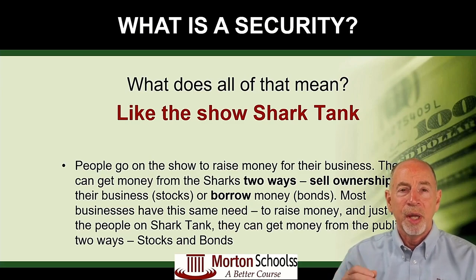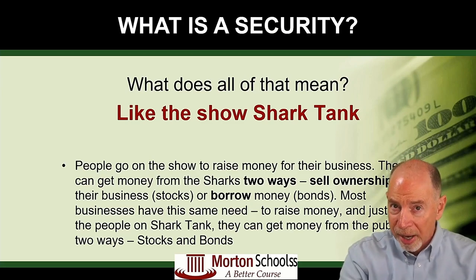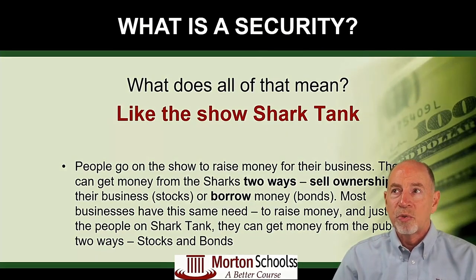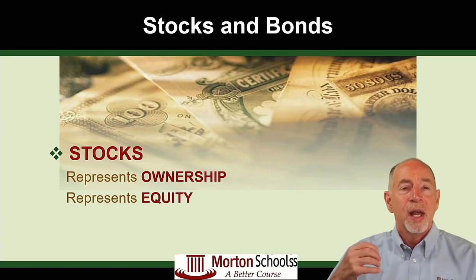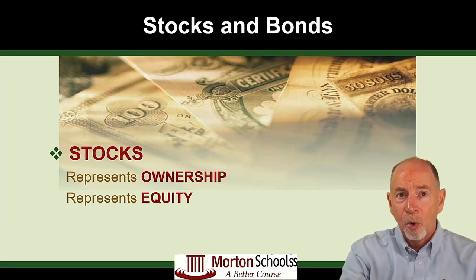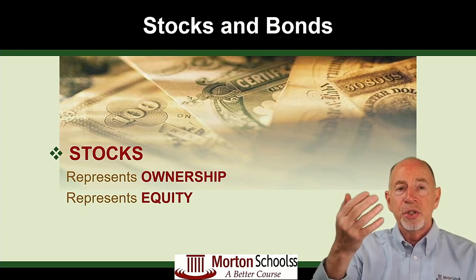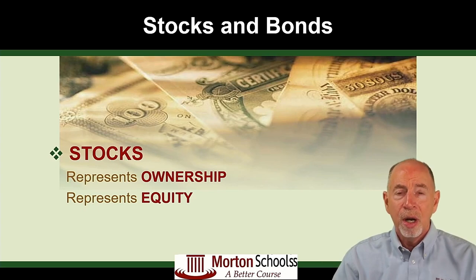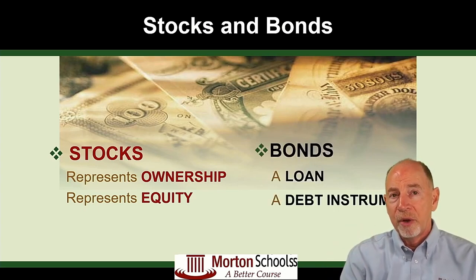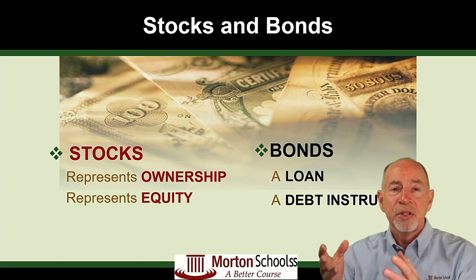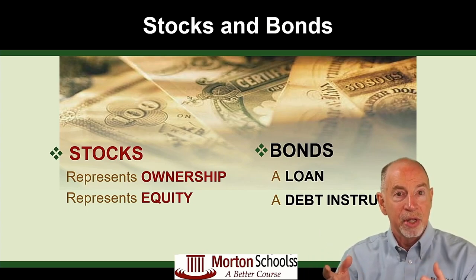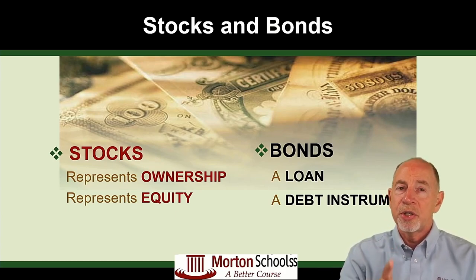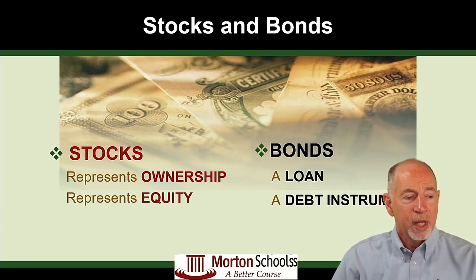So just like when somebody sells some equity in their business, some ownership in their business in order to get money, that's what a stock is. It's an exchange of ownership or equity in the business in exchange for money that the business will use to grow their business. Or there's debt, like borrowing money from the sharks. Then that is like a bond. And that means like what? You're borrowing money from the public and there's the expectation that it has to be paid back with interest.